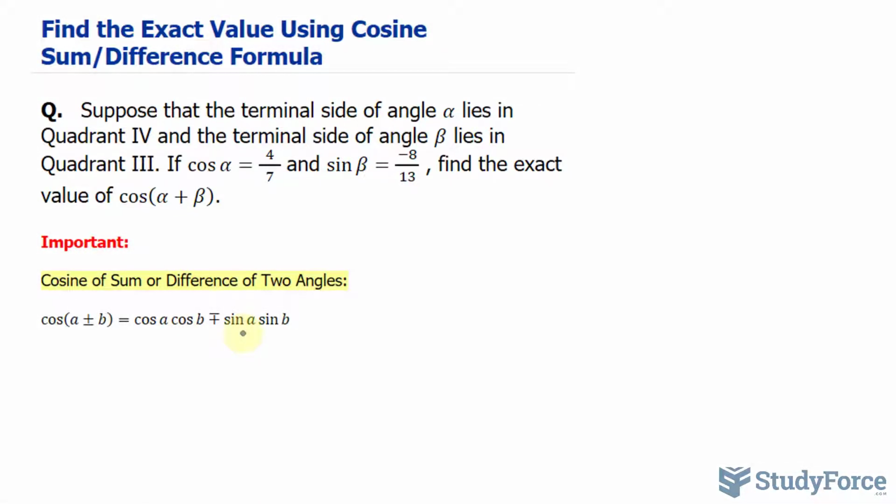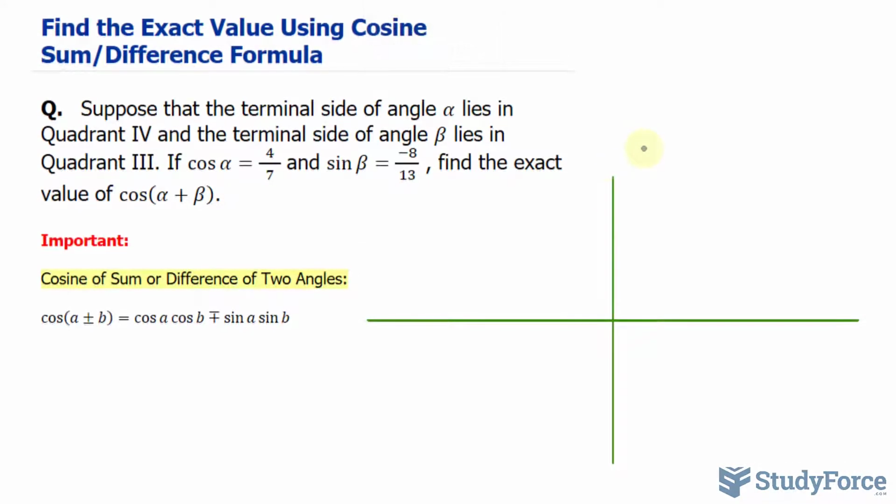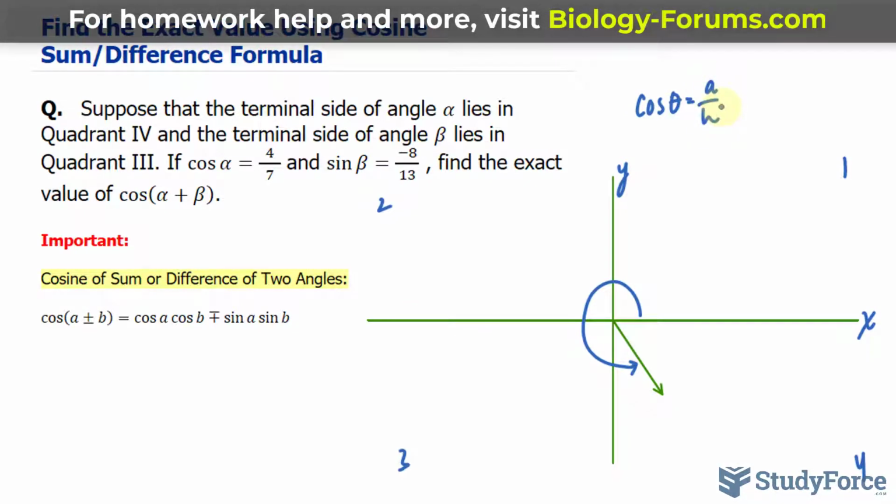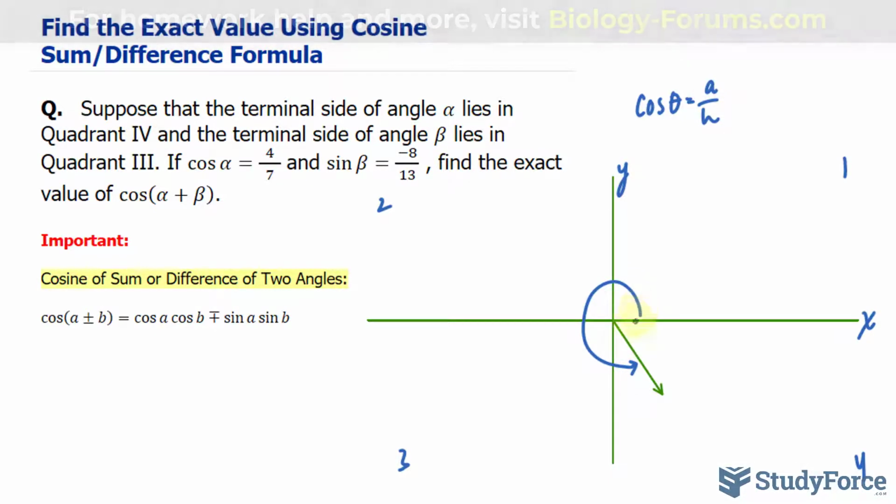The very first thing that I want to do is show you an illustration of these angles on an xy plane. Here's our Cartesian plane where that is y and this is x. And we're told that angle alpha lies in the fourth quadrant. This is the fourth quadrant, 1, 2, and 3. And we have a terminal side right here. So let's say this is our terminal side, and remember cosine generally is adjacent over hypotenuse. That's the ratio. And if that's the case, 4 represents our adjacent.